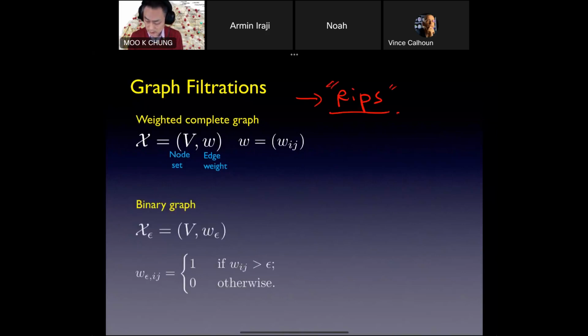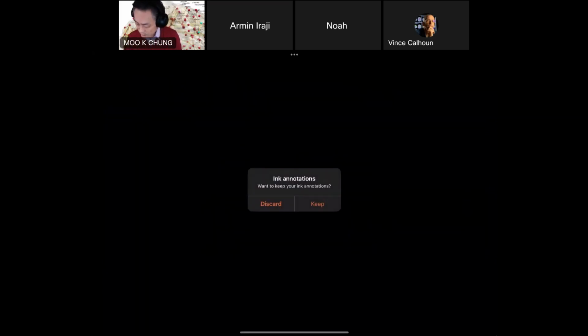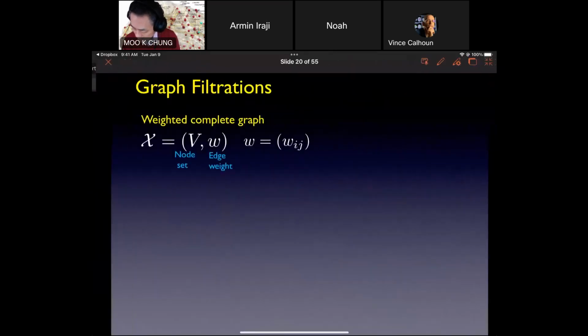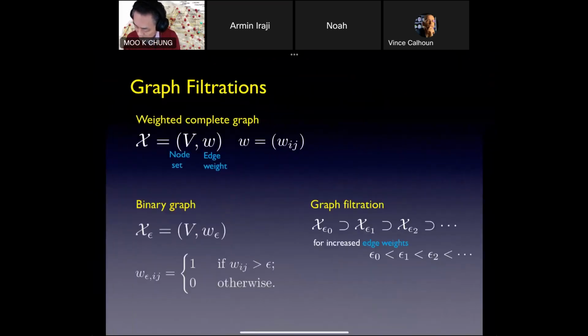Now, given a weighted graph, we're gonna delete edges if the edge weight is below a certain threshold epsilon. This epsilon is called filtration value. And that's how we define a binary graph. I mean, this is the same process. Then you can show that you will have this kind of nesting structure. So if you keep deleting the edges, you will have a much sparser brain network.